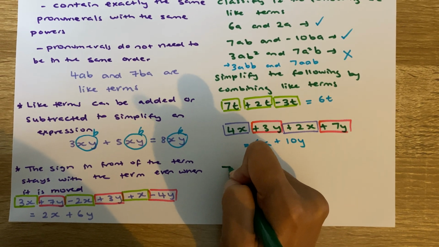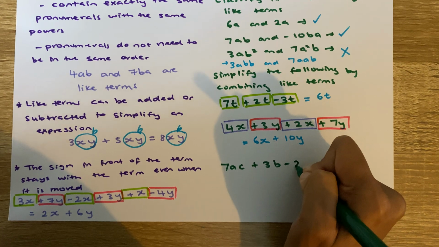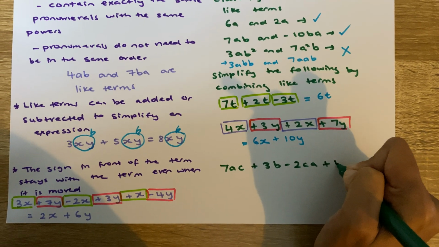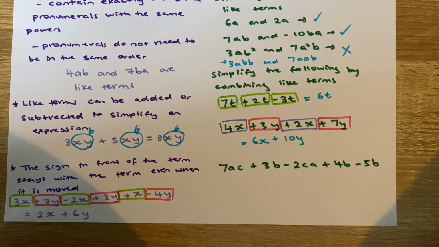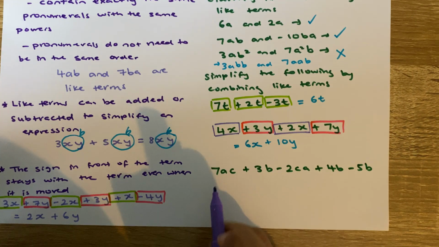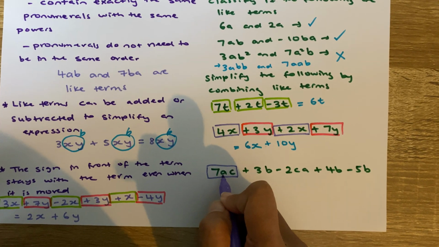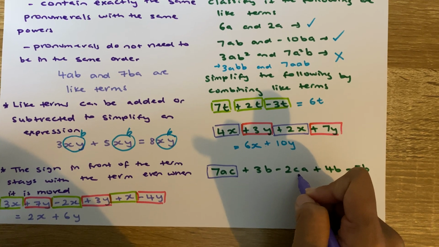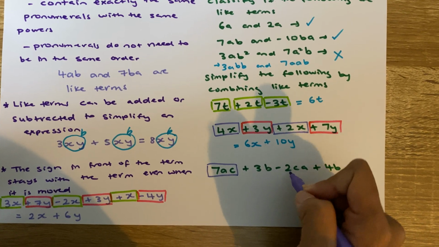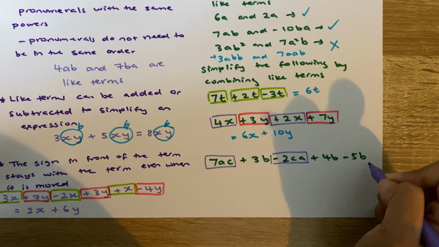Here I'm going to give you 7ac plus 3b, take away 2ca, plus 4b, take away 5b. Let's have a look at what we've got over here. I'm going to start off here, 7ac. I'm going to see if there's any more ACs involved. Oop, that's a b. Oop, ca. Remember, ca is the same as ac, so that is a like term. Oop, that's a b. Oop, that's a b.